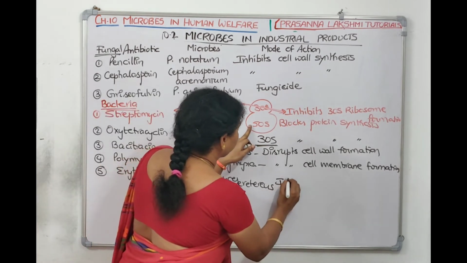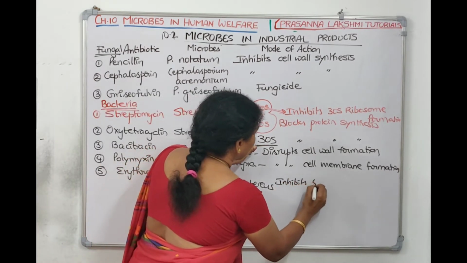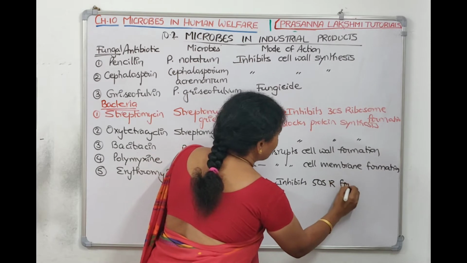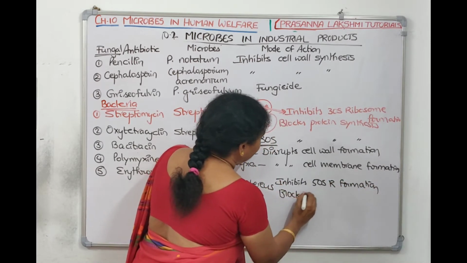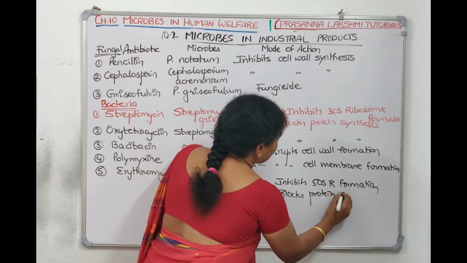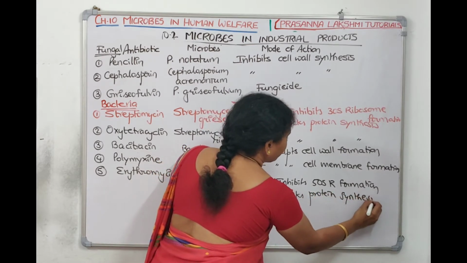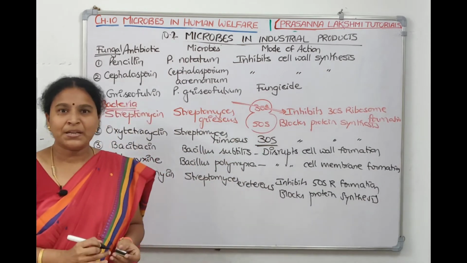It inhibits 50S ribosome formation. That means it is also blocking protein synthesis. Enough, children, with these many antibiotics.